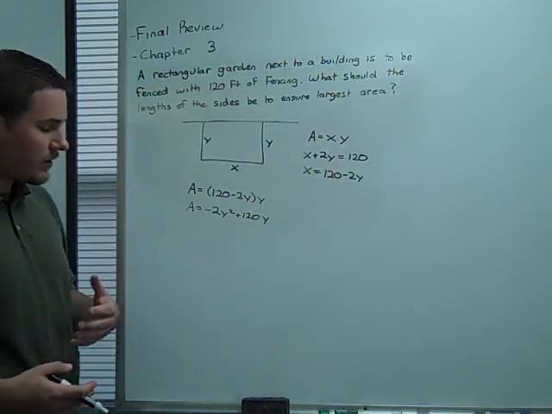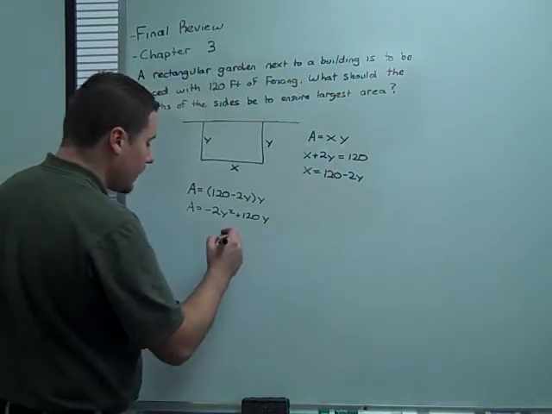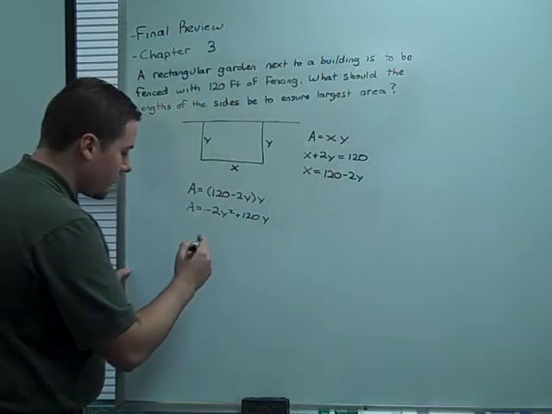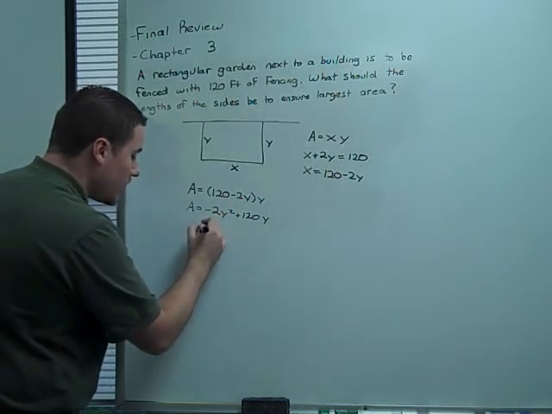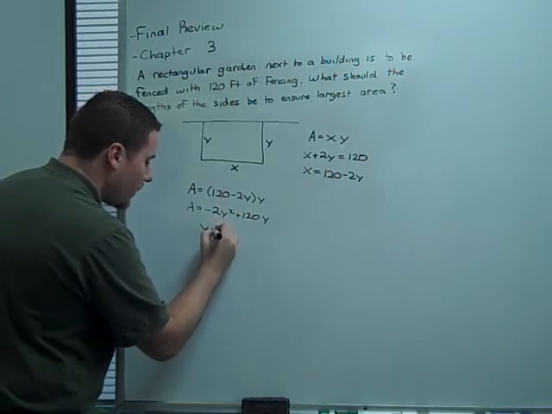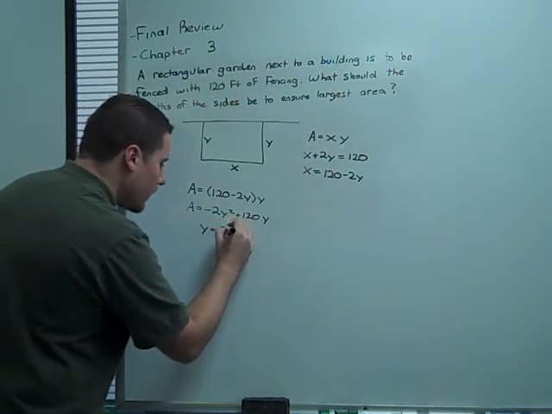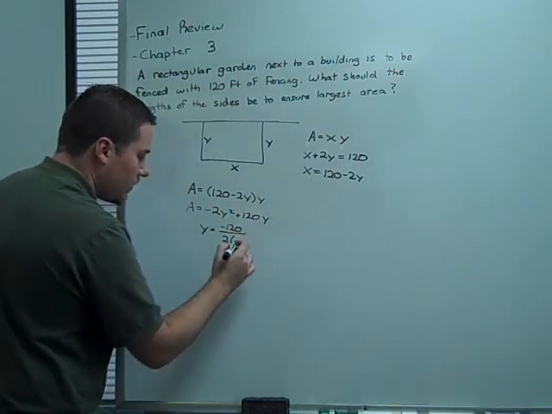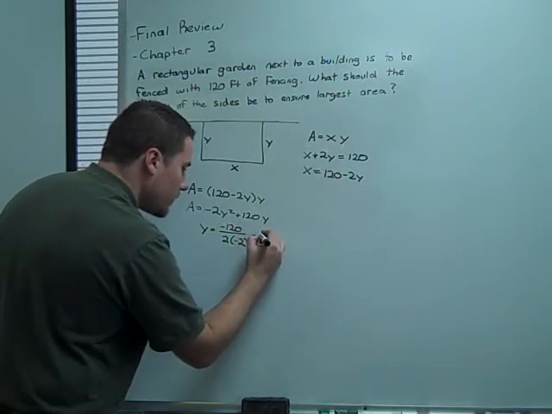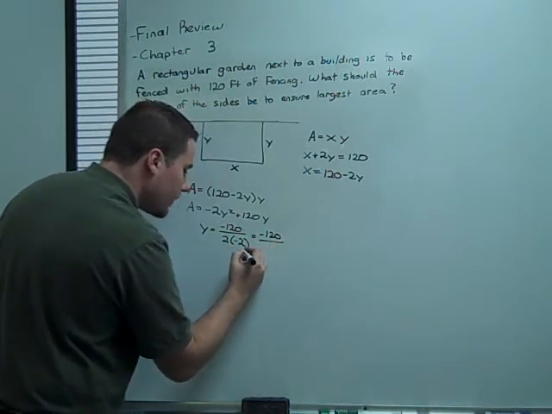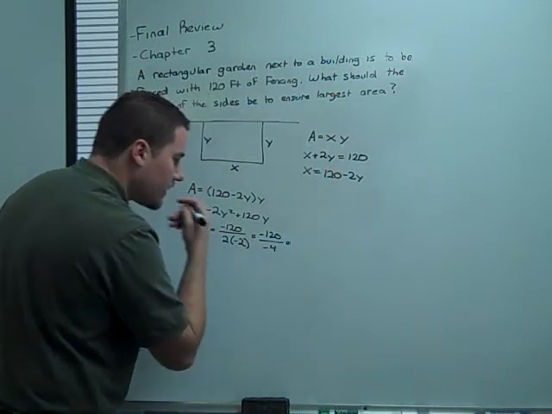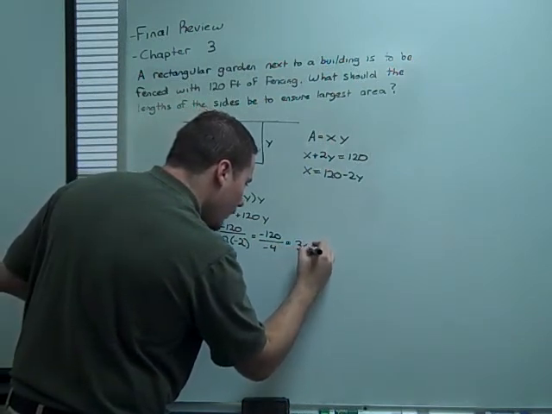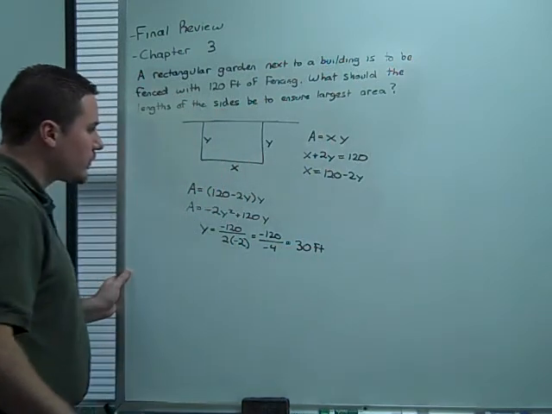Now, instead of trying to convert this to vertex form, I'm just going to use the handy formula. The vertex, or at least the independent value of the vertex, normally it's x, here it's y, is negative b, so negative 120, over 2 times a, so negative 2. So that equals negative 120 over negative 4, which is going to give me, the 120 and the 4 are going to cancel, 30 feet. So the magic number for y is 30 feet.